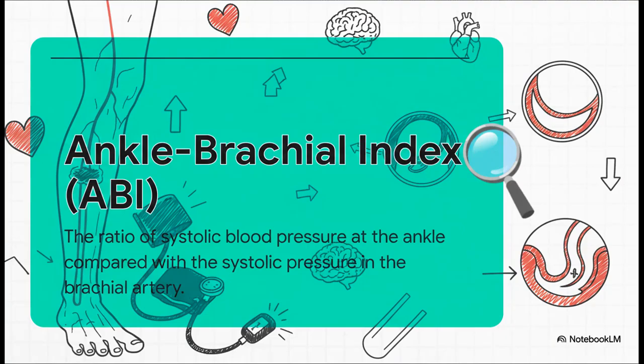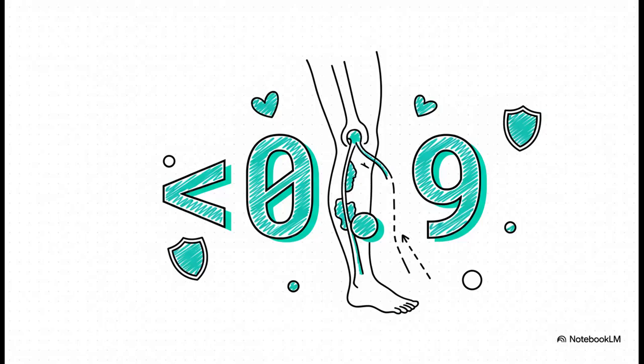Enter the ABI, the Ankle Brachial Index. Honestly, this is one of your best friends when it comes to PAD. It's simple, it's not invasive, and it gives you a hard number to work with. It's a fantastic, elegant tool. And there's really only one number you have to burn into your brain: less than 0.9. If that ABI comes back less than 0.9, you have just diagnosed them with peripheral artery disease.